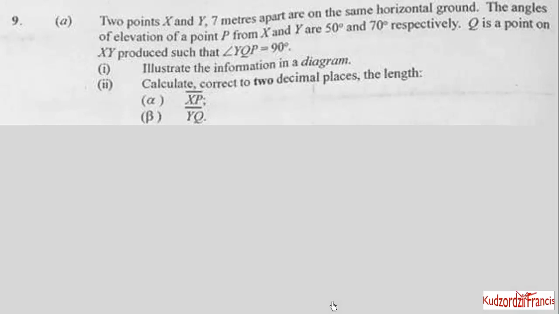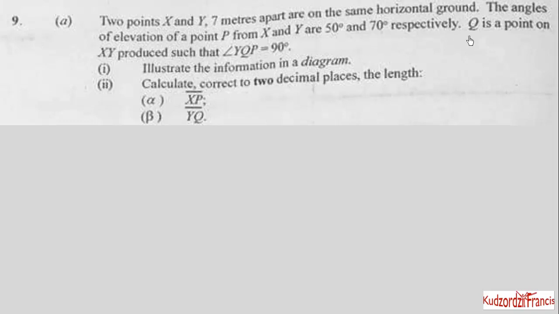2 points X and Y 7 meters apart are on the same horizontal ground. The angles of elevation of a point P from X and Y are 50 degrees and 70 degrees respectively. Q is a point on XY produced such that angle YQP is equal to 90 degrees. So we are supposed to illustrate the information in a diagram.